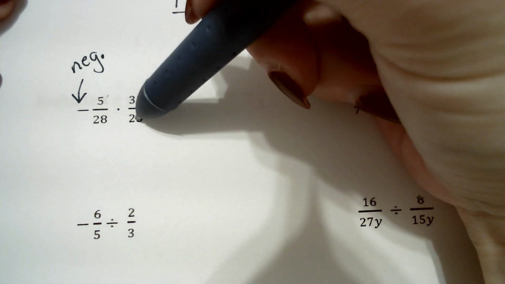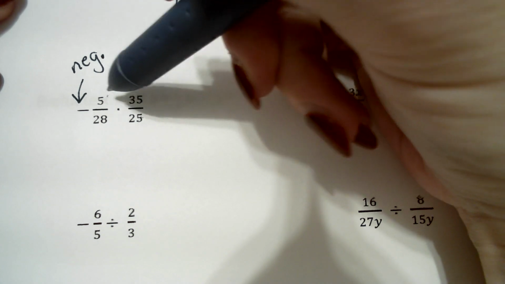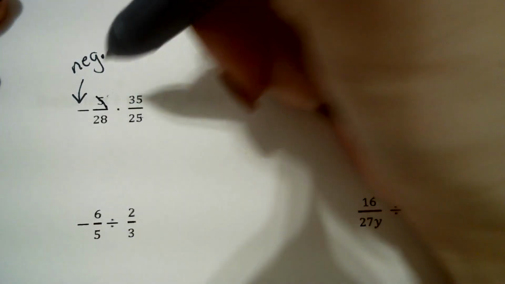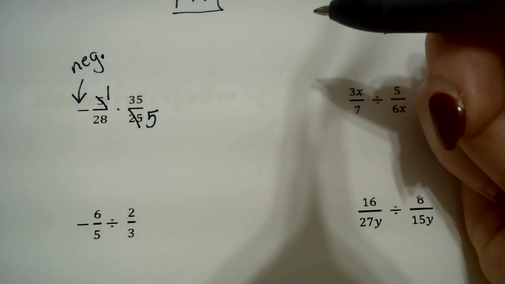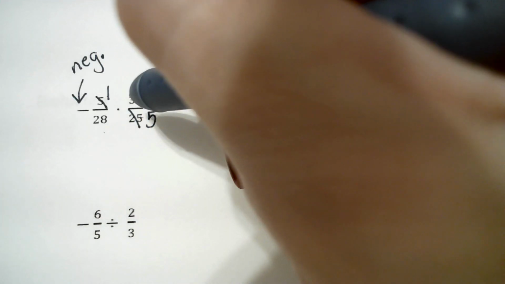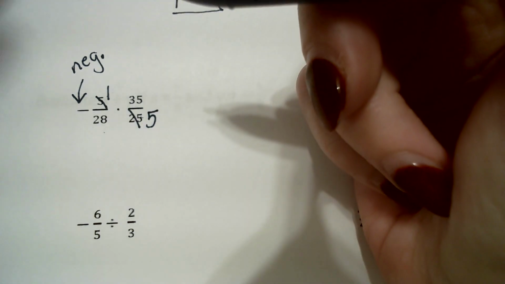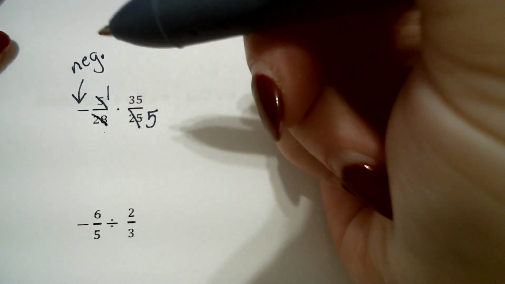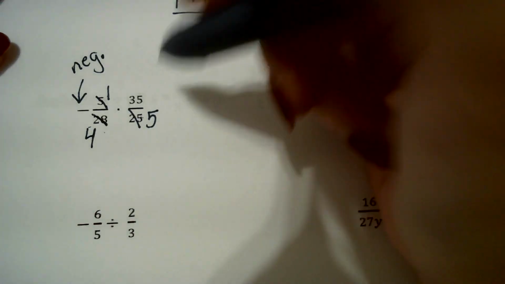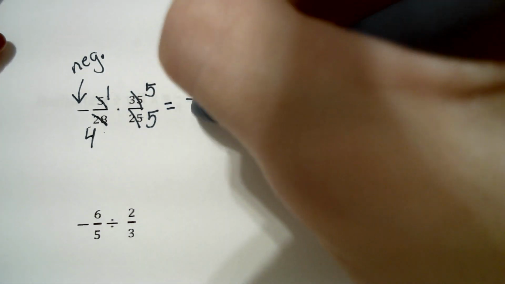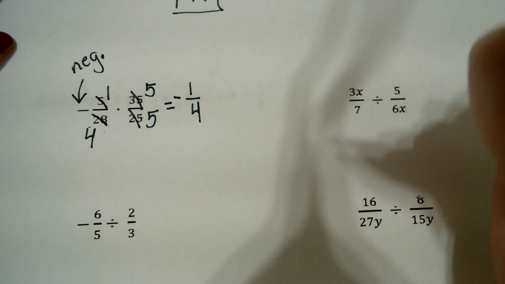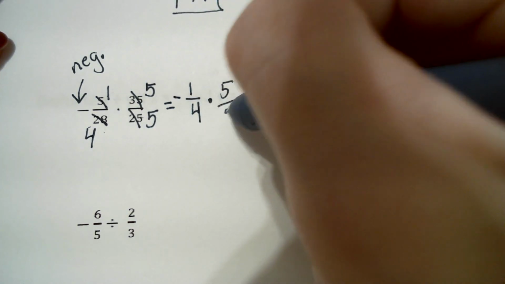My first diagonal, 5 and 25, they have a common factor. The common factor is 5. So 5 divided by 5 is 1. 25 divided by 5 is 5. Then I'm going to look at my other diagonal. We've got 28 and 35. So I'm going to ask myself, all right, what can they be divided by? They can both be divided by 7. 28 divided by 7 is 4. And 35 divided by 7 is 5. So I have negative 1 over 4, don't forget, times 5 over 5.